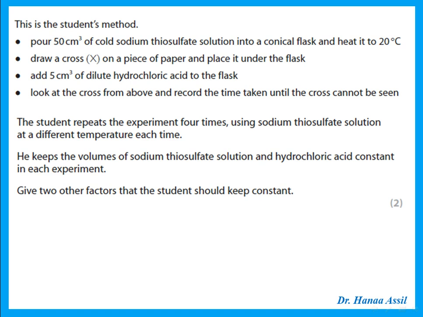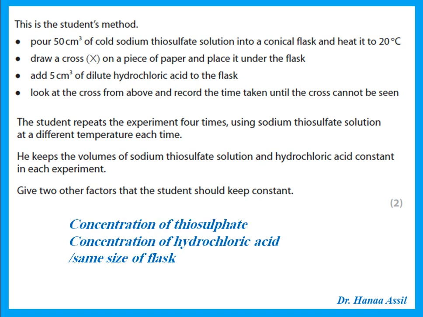The student repeats the experiment 4 times using sodium thiosulfate at different temperatures. He keeps what constant? He keeps volume of sodium thiosulfate constant, volume of hydrochloric acid constant. Now give 2 other factors that the student should keep constant. Remember, the only thing we want to change is temperature. So I need to keep all other factors constant, such as what? He said volume of sodium thiosulfate, volume of hydrochloric acid. The concentration of each of them also has to be constant. So I should use the same concentration of thiosulfate every time, the same concentration of hydrochloric acid.